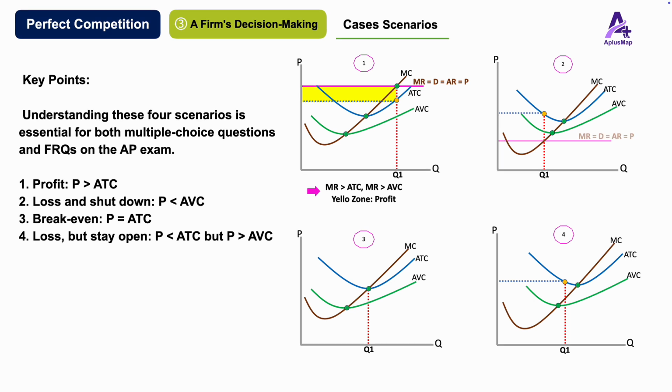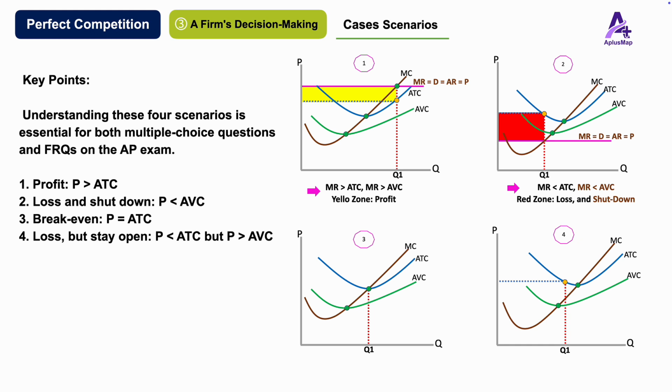Now, panel 2, the shutdown case. Again, find where MR = MC. But this time, look where the price is relative to the average variable cost, AVC curve. If the price is below AVC, the firm isn't even earning enough revenue per unit to cover its basic variable costs, things like wages for workers needed right now or raw materials. So every unit they make, they're losing money just on the day-to-day operational costs. Oh, exactly. In this case, they lose less money by shutting down entirely in the short run.